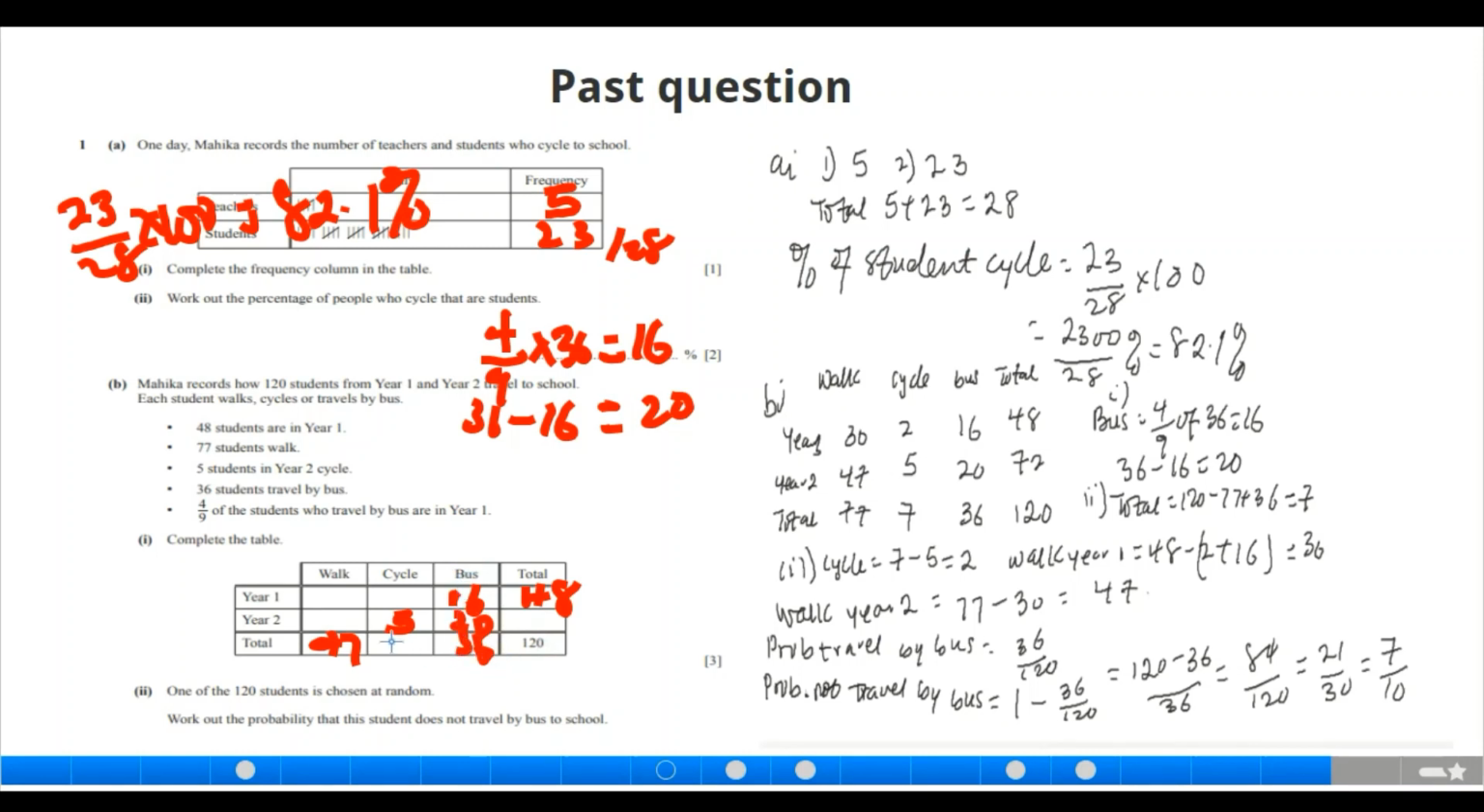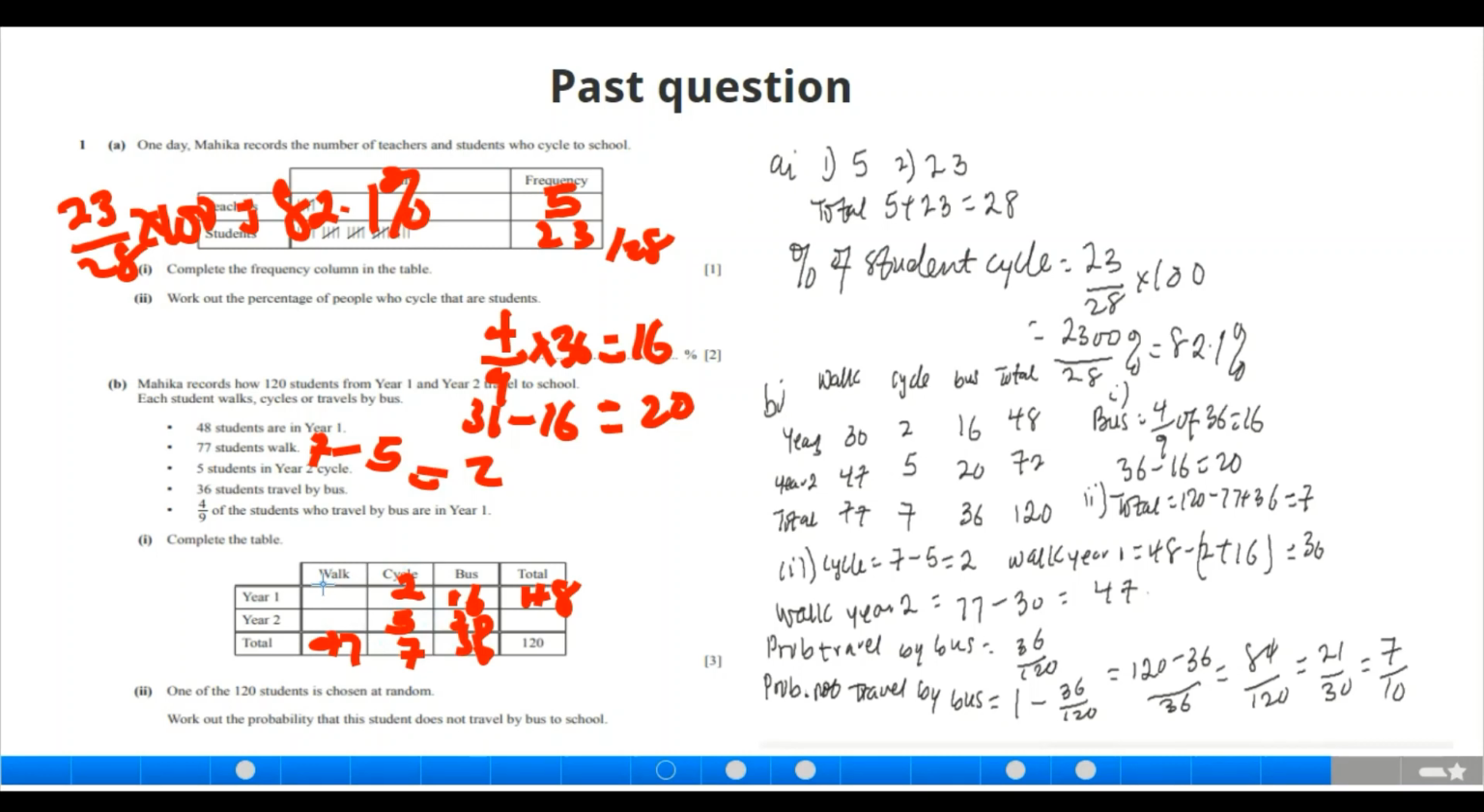Okay, now the next thing we need to do is we want to get the total number of students that are here. So what we just need to do is what? 120 subtracted from 36 plus 77. So we subtract 120 minus 36 plus 77, that will give us 7 here. So that implies that the total number of students that circle is 7. So for us to get total number of students in year 1, we have 7 minus 5, and that is equal to 2. So we have 2 here.